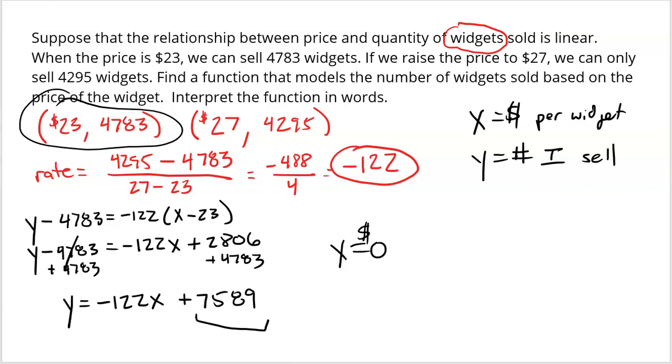Now, that actually doesn't make a whole lot of sense. Maybe that's like what I have in stock, or what I have in inventory. But if I charge $0, that would basically be giving them away for free. So maybe, again, 7,589 is how many I have, because if I'm charging 0, then I'm just going to end up giving them all away. Who's not going to take a free widget, right? But again, sometimes that y-intercept doesn't necessarily make sense, but the slope definitely does.